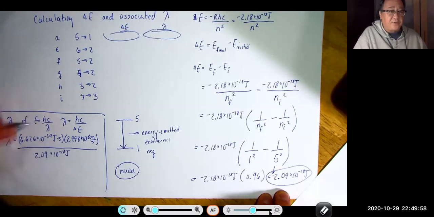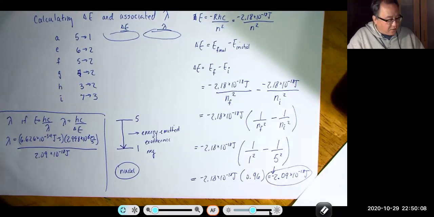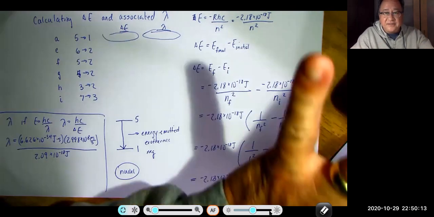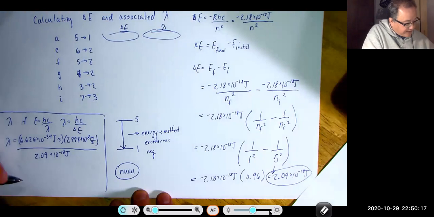Now notice here I didn't put the negative. I didn't put the negative because when we're calculating wavelength, there is no such thing as negative wavelength, just like there is really no such thing as negative energy. So here, why is this negative? It's because it's energy being released, but it's energy. So here I'm going to use the absolute value of the energy. And let's see what we get for the wavelength.